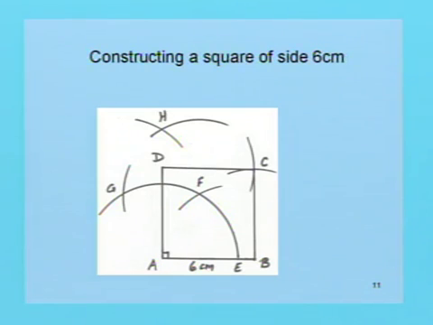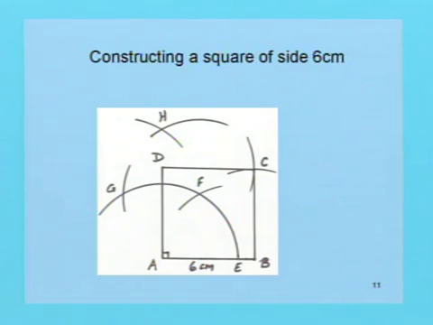Constructing a square of side 6 centimeters. We know that the sides of a square are all equal and that each angle is a right angle, and there are several approaches in handling this construction, but this is one of several. First, we draw AB of length 6 cm. Then at A, construct 90 degrees, which we did earlier. Then we measure AD to be the same 6 centimeters.